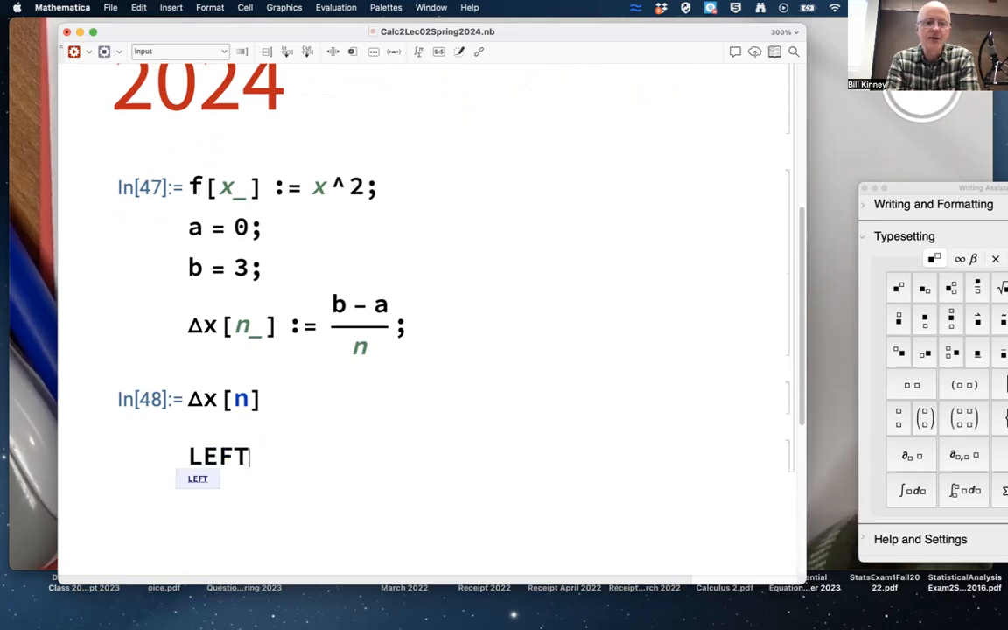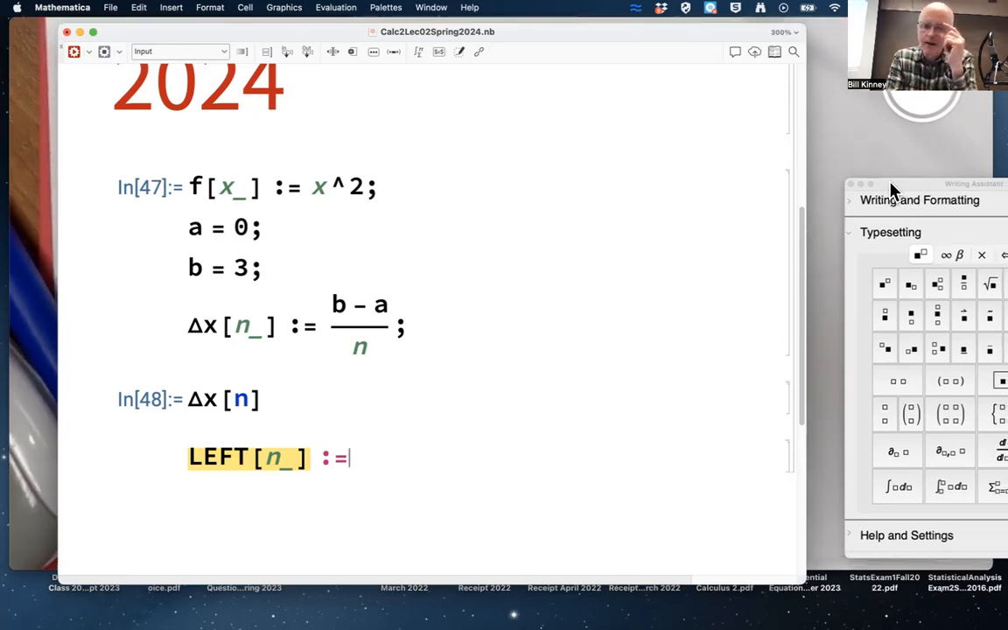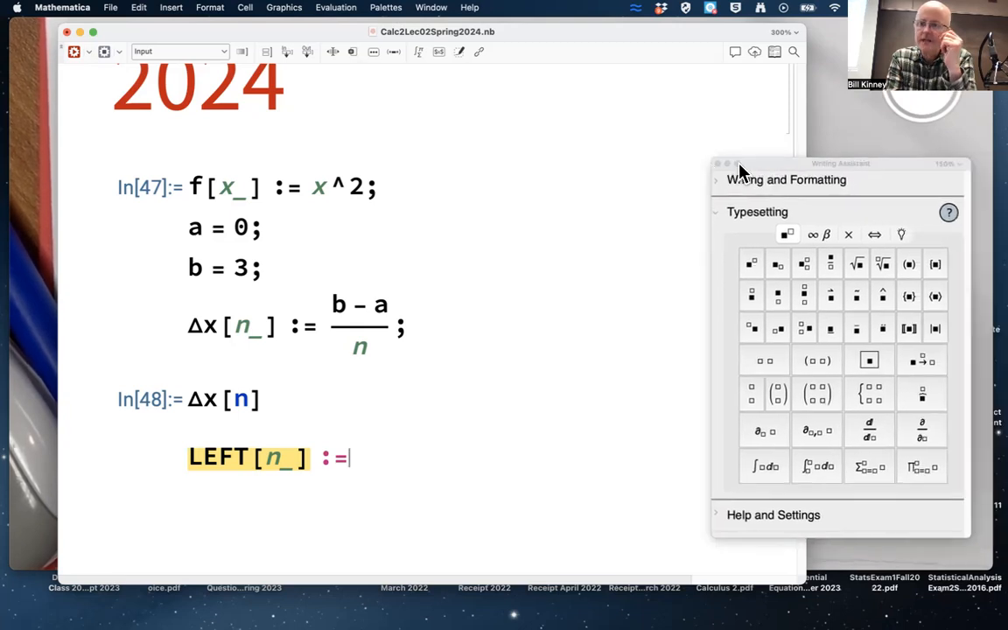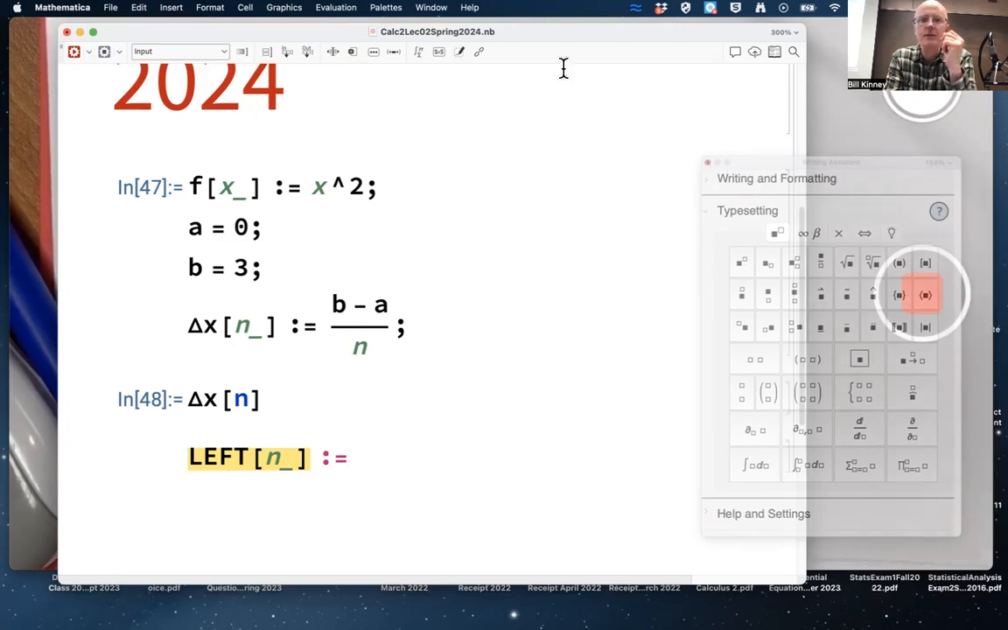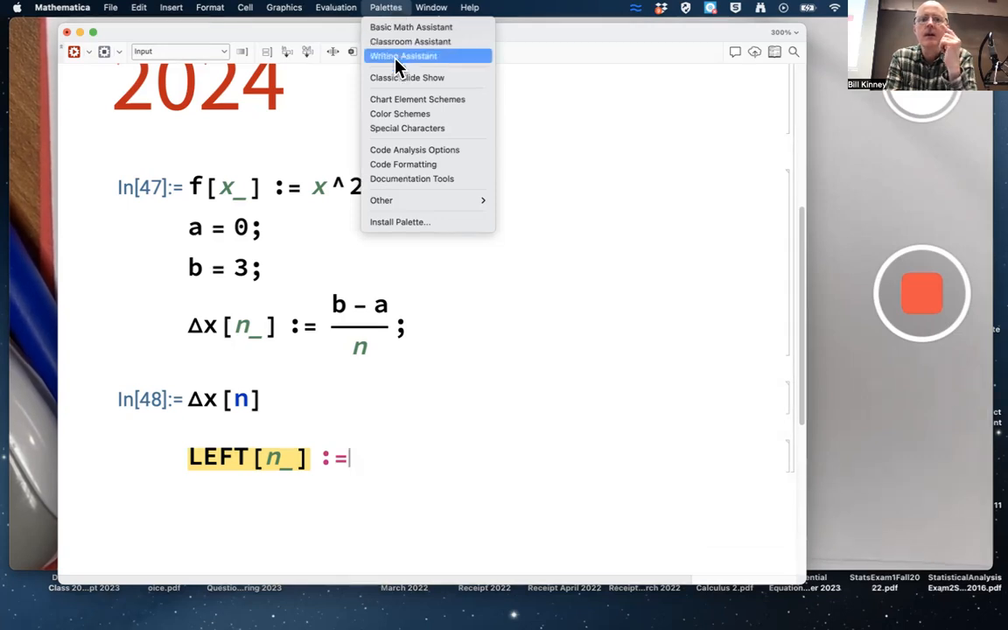Let me define a function for the left-hand rule. It also depends on n. By the way, you may also be noticing I'm doing colon equals for these functions. That's not necessary. A plain equals sign works, but I make a habit of doing colon equals for some other reasons I'm not going into. How do we get the summation in there? We need to use a palette, like the writing assistant here, which you can get to through the palette's menu. There's a basic math assistant, a classroom assistant, and a writing assistant. They're all pretty similar. I like the writing assistant slightly better.